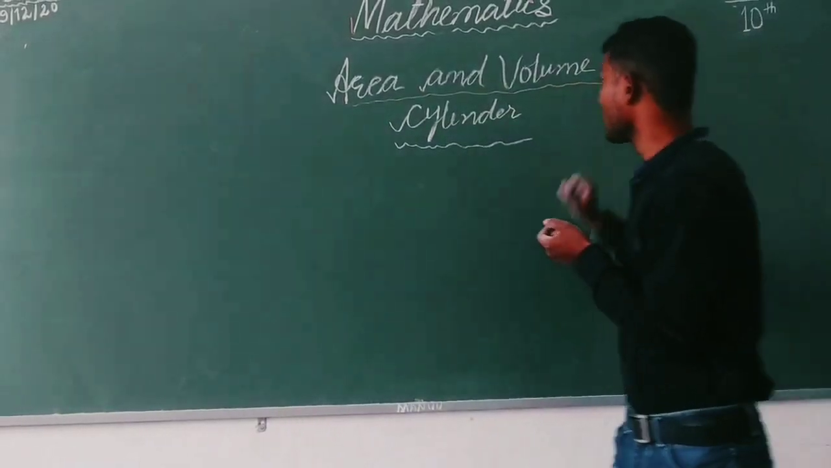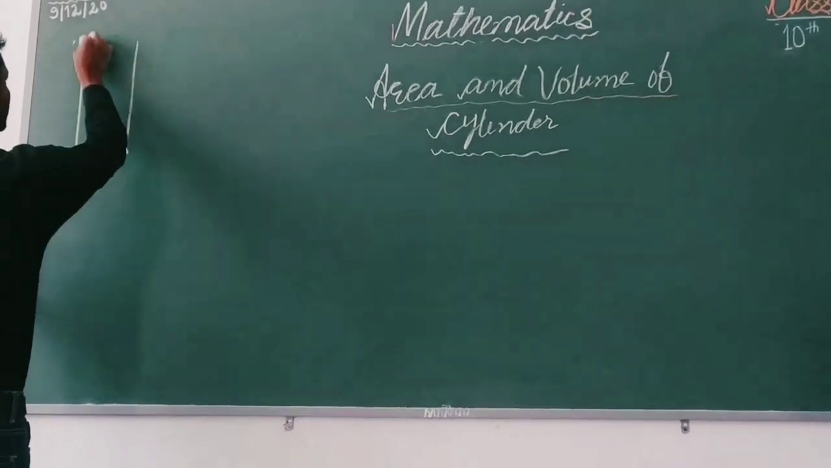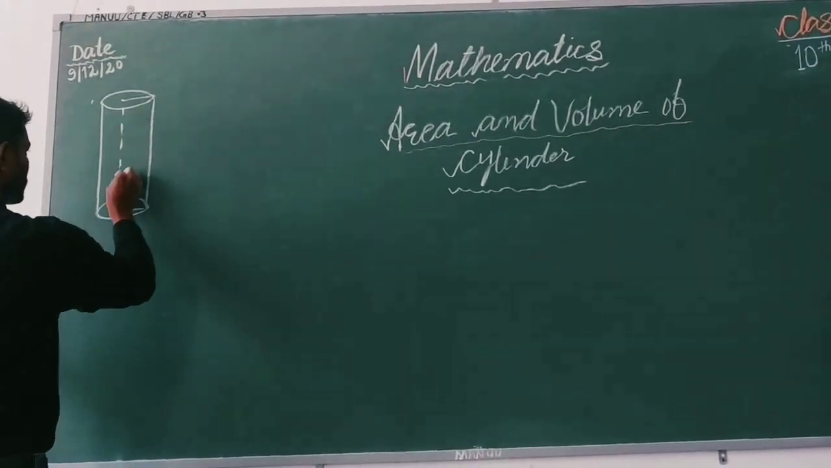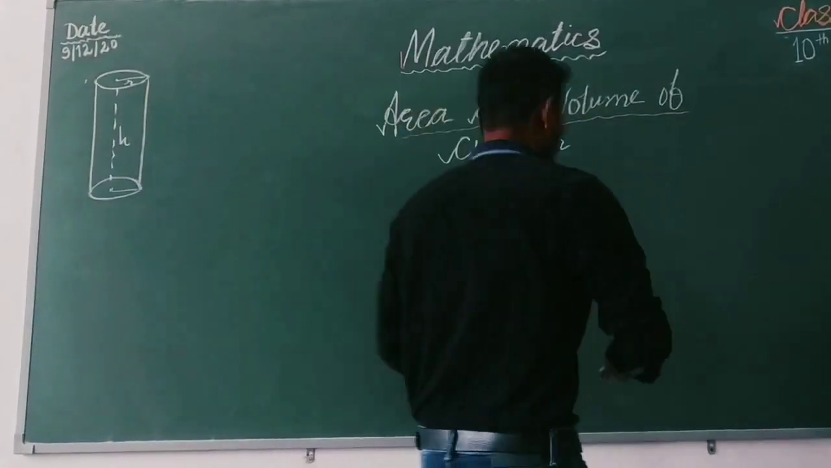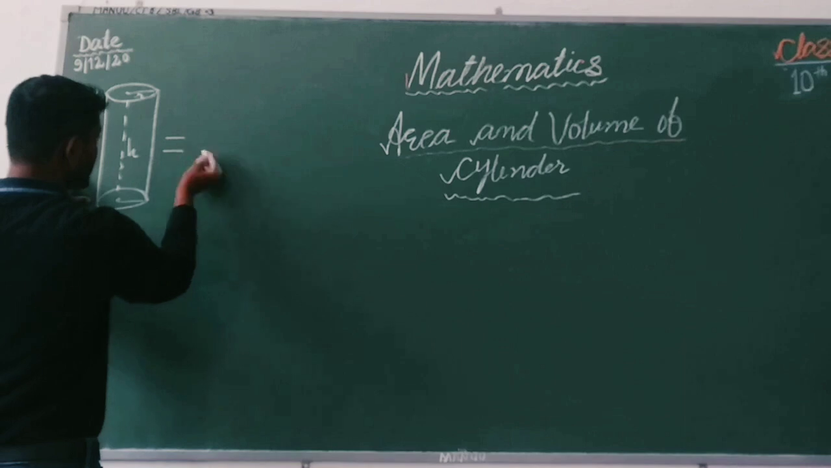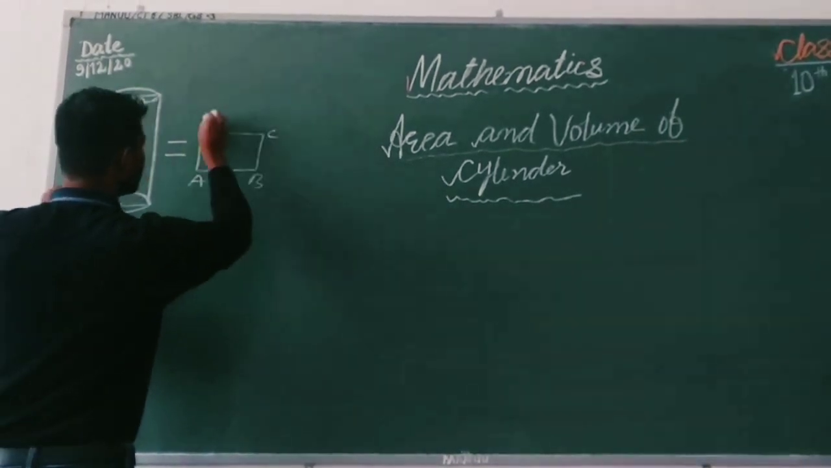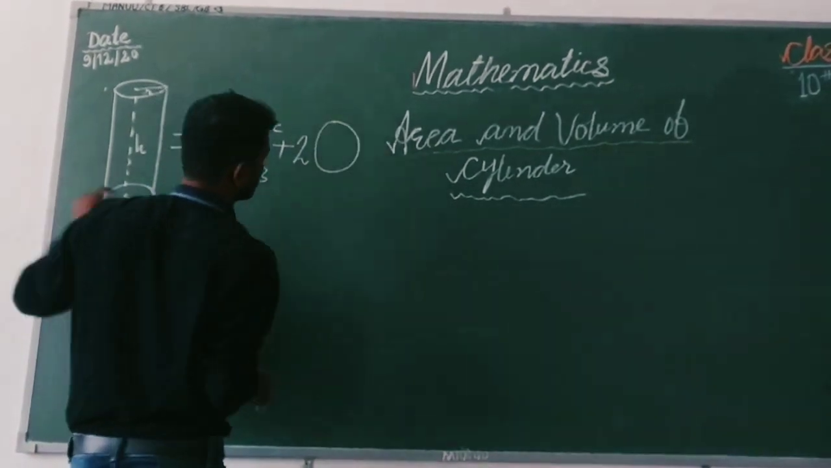We are going to find the volume of a cylinder. This one is a cylinder, with radius r and height h. How do we find it? We know a cylinder is made by a rectangle plus 2 circles.